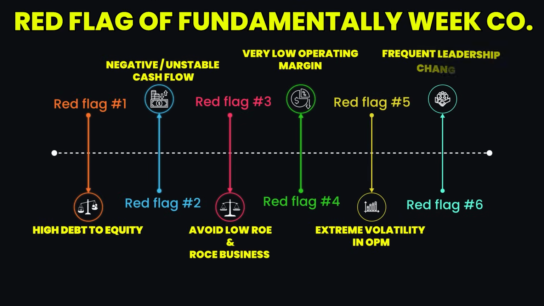Then sixth red flag is avoid companies with frequent leadership changes. If there are constant CFO or CEO exits, it suggests instability and lack of direction, a big red flag. So whenever there's an unexpected exit of the CEO, CFO or MD, it's very important to understand the reason.